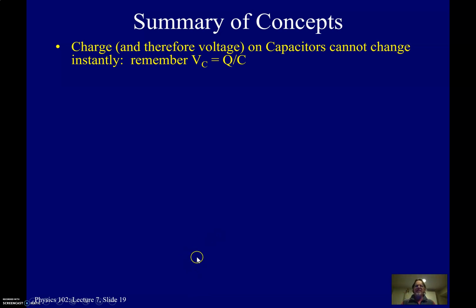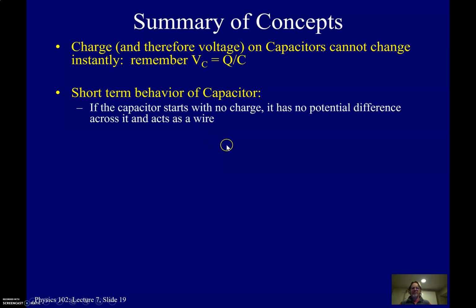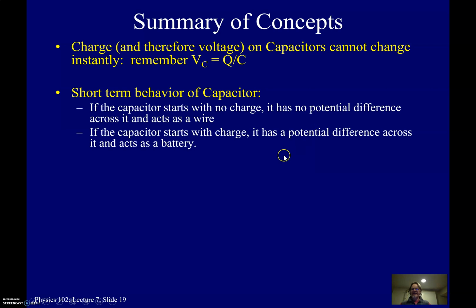So charge in capacitors cannot change instantly. It takes time for that charge to come off of there. But it depends on 2 things: 1, your capacitance, and 2, the resistance of your circuit. So short-term behavior of a capacitor: if you start out with no charge whatsoever, it has no potential difference across, it acts as a wire. If a capacitor starts with a charge, it has a potential difference, and it acts more like a battery.